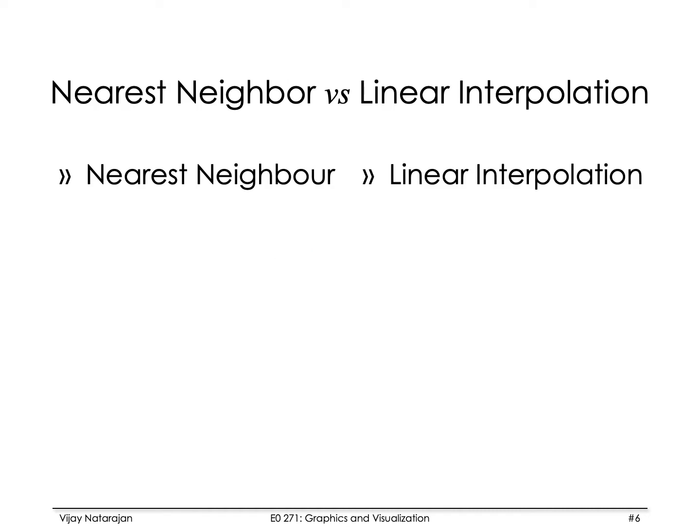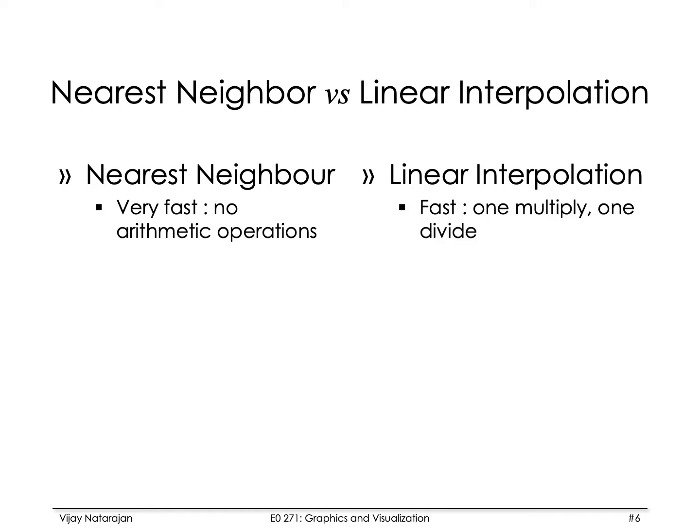Just to make sure that we understand the benefits and shortcomings of the two interpolants we have seen so far, the nearest neighbor interpolant is very fast. It doesn't require any arithmetic operations except for a simple rounding operation. On the other hand, the linear interpolation is also not that bad. It is fast. It requires one multiply and a divide operation.